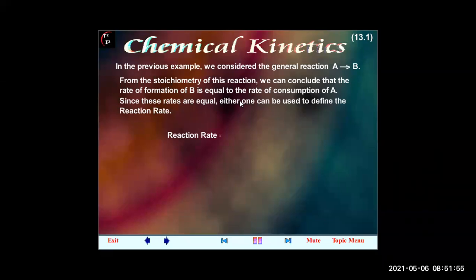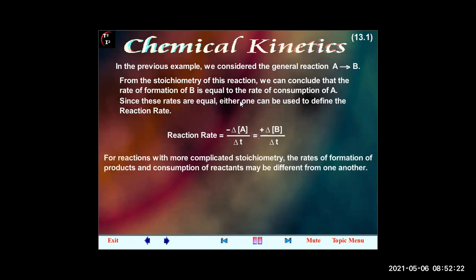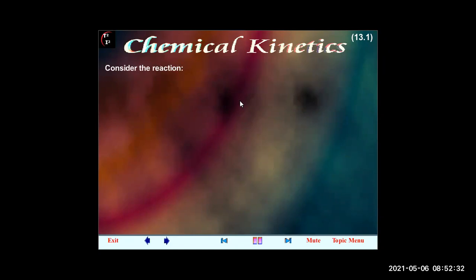Reaction rate equals negative change in concentration of A divided by change in time, equals positive change in concentration of B divided by change in time. For reactions with more complicated stoichiometry, the rates of formation of products and consumption of reactants may be different from one another. Consider the reaction.